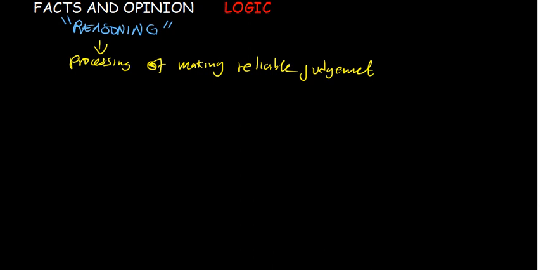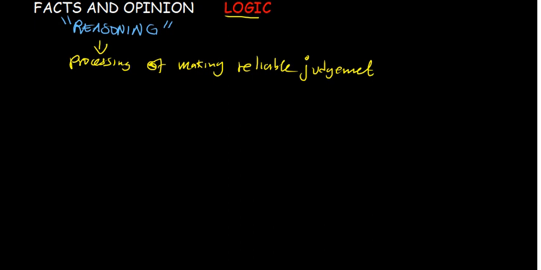So that is what we call reasoning, the process of making reliable judgment. If you are able to make a judgment that you can rely on, then you are able to reason. Logic is not reasoning. Logic is any principle or procedure that you use in order to reason, to decide whether this is right or wrong. But reasoning is the process of making reliable judgment.